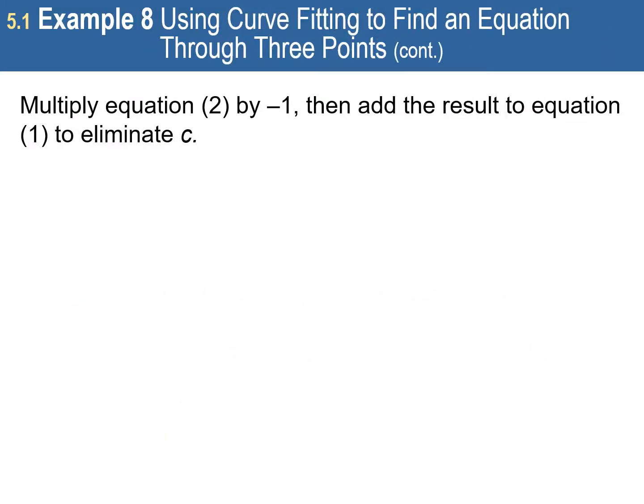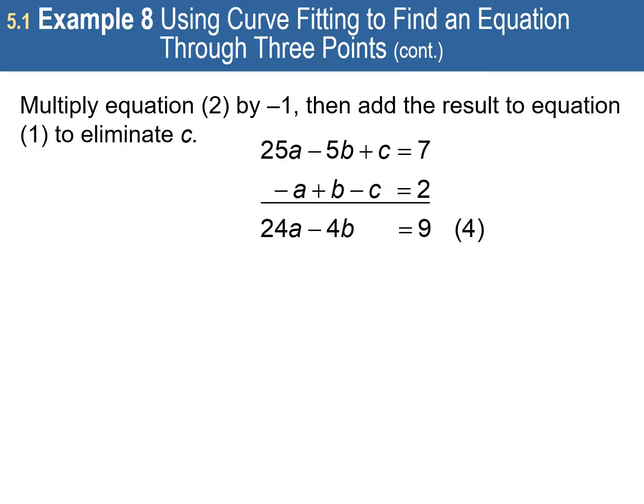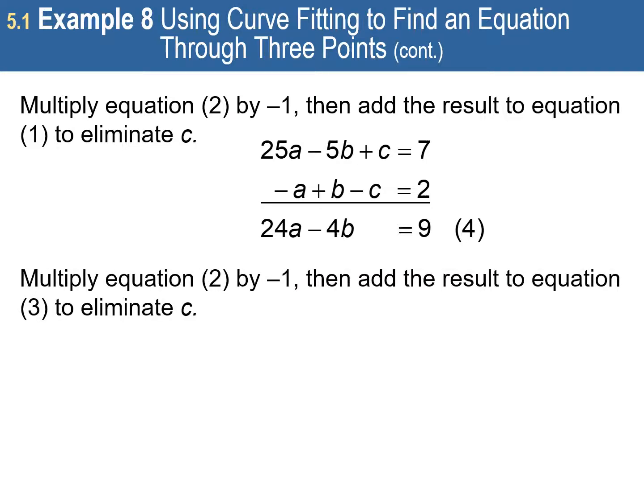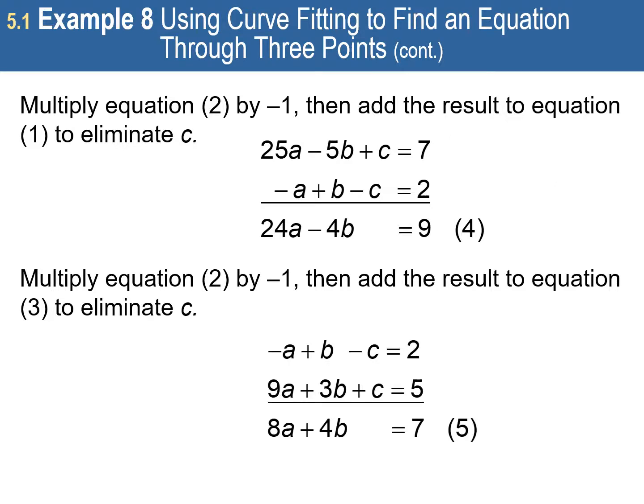So now we're going to multiply equation 2 by negative 1 and add the result to 1. So that's going to eliminate c. So I have 24a minus 4b is 9. So this is my fourth equation. So now I need to eliminate c again. So I'm going to multiply equation 2 by negative 1 and add to 3. So I get 8a plus 4b is 7.